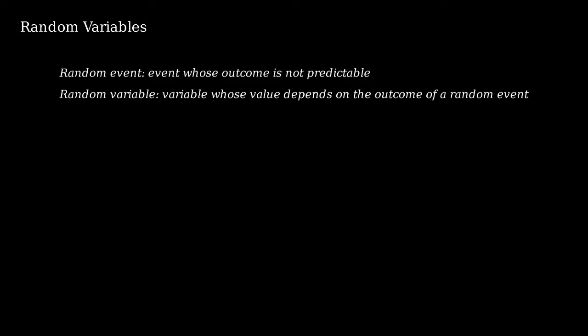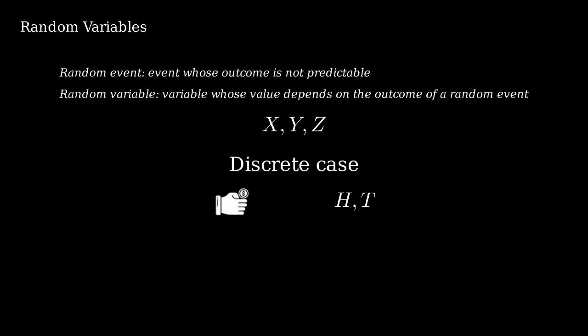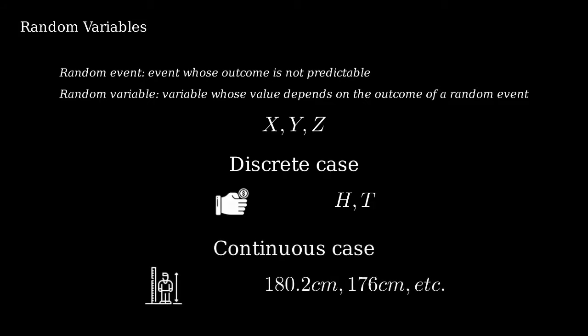We denote random variables with uppercase letters like X, Y, Z. In the discrete case, we may have a random variable X, which takes the value of the outcome of a coin flip. So the value X is either H or T, depending on the outcome of the coin flip. In the continuous case, we may be measuring the height of a randomly selected person. Our random variable in this case may take values like 180.2 centimeters.